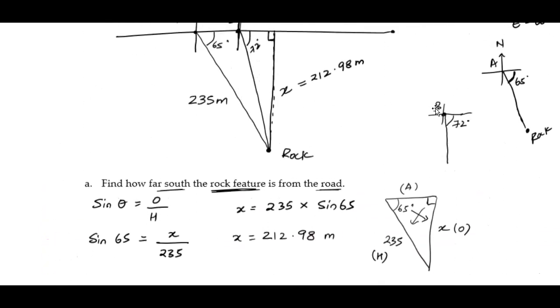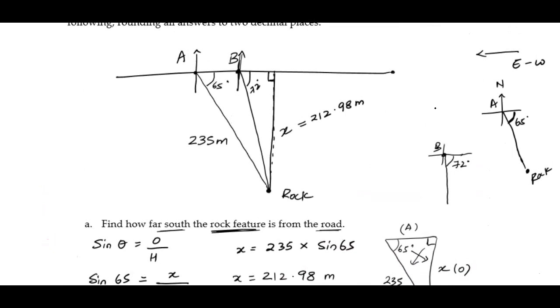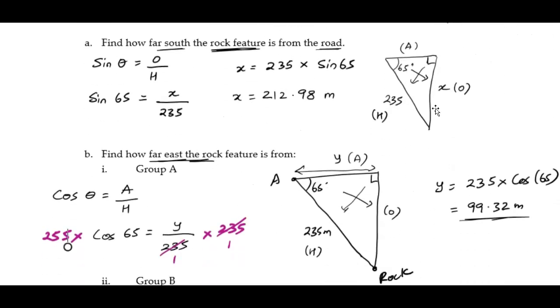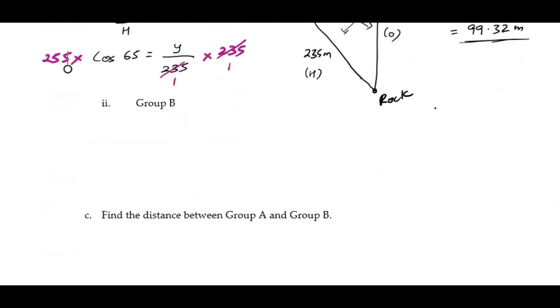Let's just go back to this main diagram. So we're basically trying to find out how far east group B is from the rock. So in other words, I'm going to take into account the smaller triangle. Now, in terms of the smaller triangle, the angle is 72 degrees. That's where group B is. That's where the rock is. We're trying to find out what that distance is.